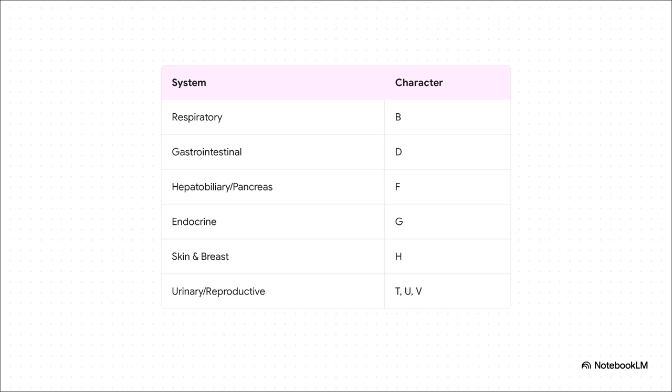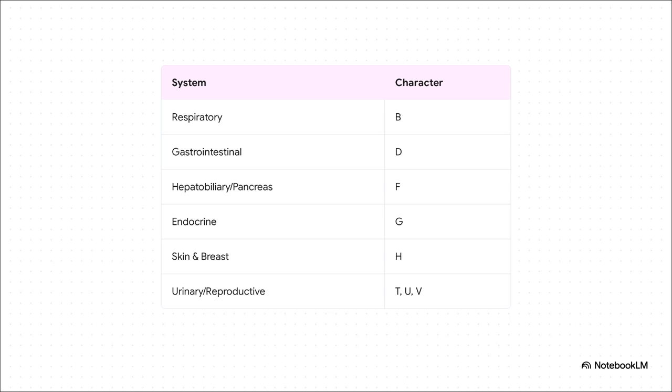Finally, we group together the remaining major physiological organ systems. B is respiratory, C covers the mouth and throat, D is gastrointestinal, F is hepatobiliary and pancreas, G is endocrine, H is skin and breast, T is urinary, and U and V cover the female and male reproductive systems respectively. Guys, as a medical coder, your anatomical knowledge is absolutely paramount here.